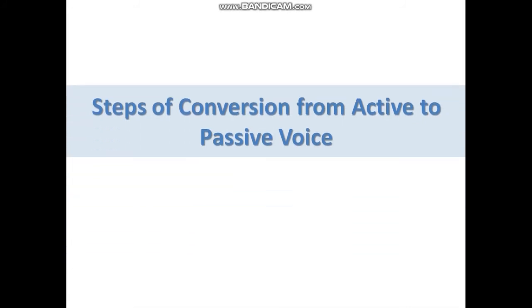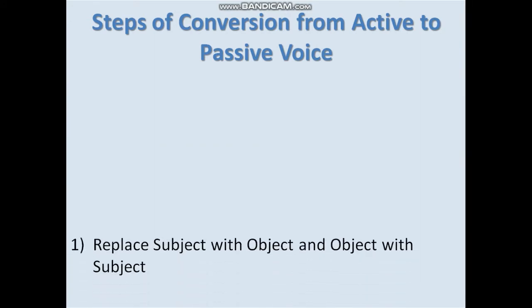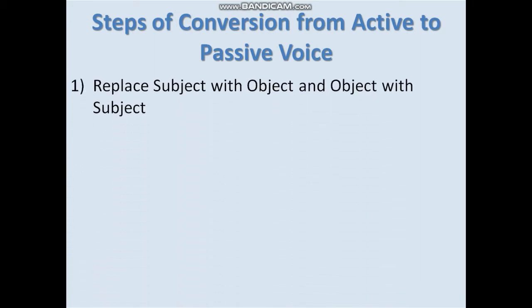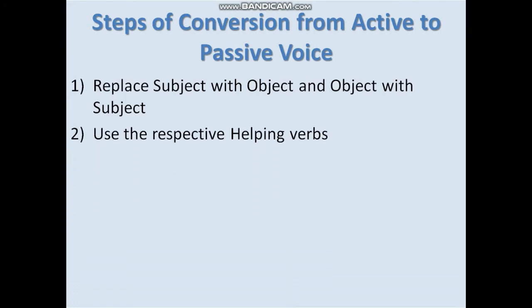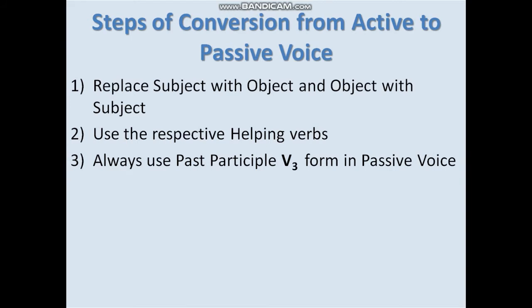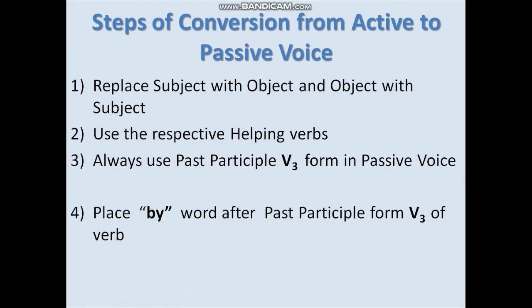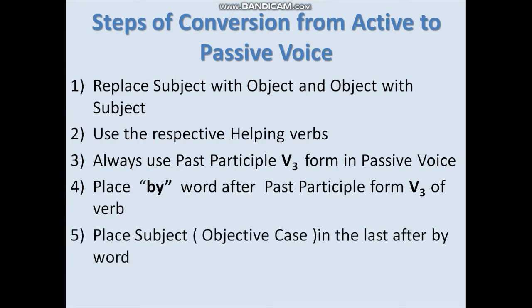So here you can see the conversion of tenses from active to passive. The first step is to convert the subject into the object and the object into the subject in converting active to passive. In the second step we use the respective helping verbs of the tenses. And in the third step we always use the third form in passive voice, and before the subject we use by, and in the last we use the subject in its objective case.